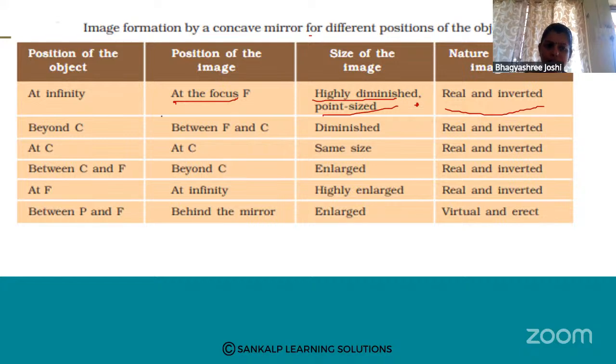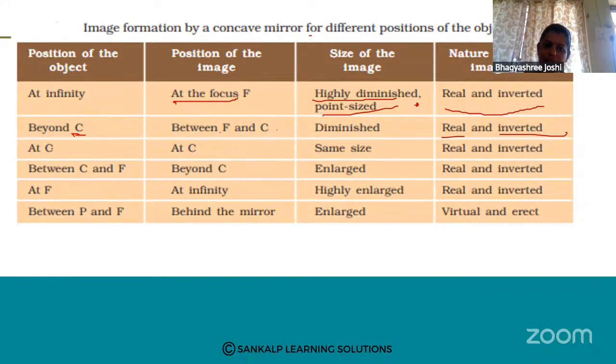Beyond C. Beyond C means when you keep the object beyond C. C means center of curvature. Yes or no? The image will form between F and C and the size of the image is diminished. And the nature of the image will be real and inverted.